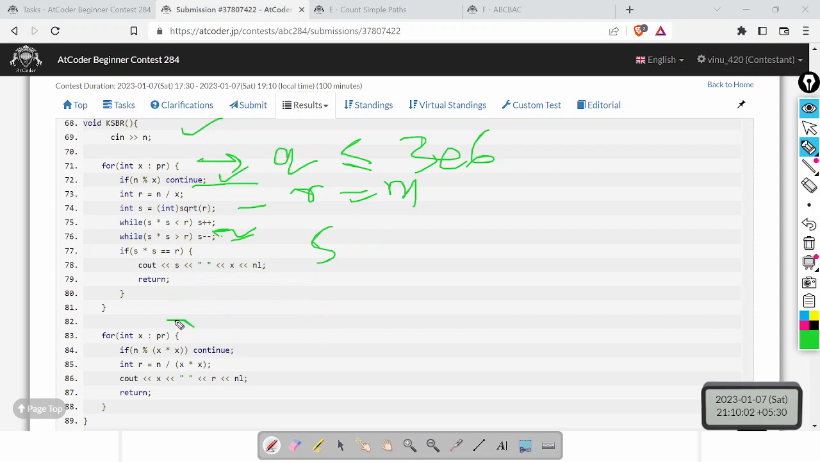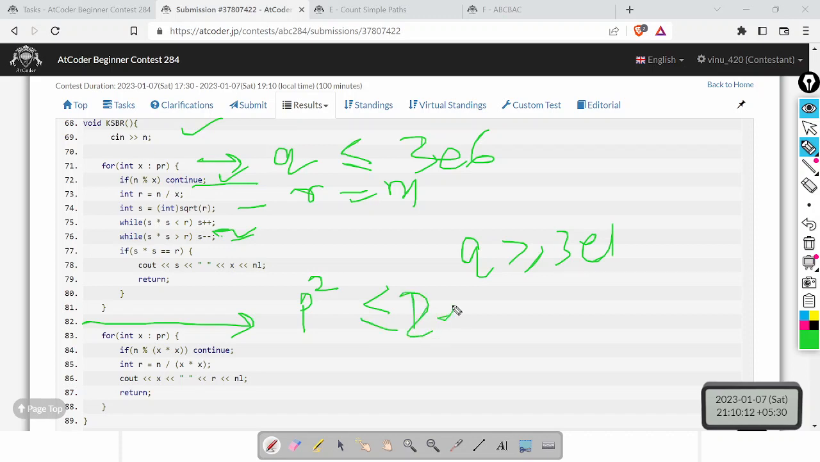Otherwise we keep trying. From this point onwards we know that since q is greater than or equal to 3e6, p square has to be less than or equal to 1e12, 2e12, or 3e12 something.